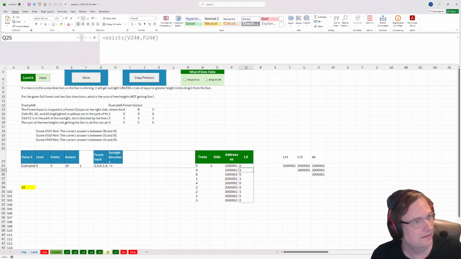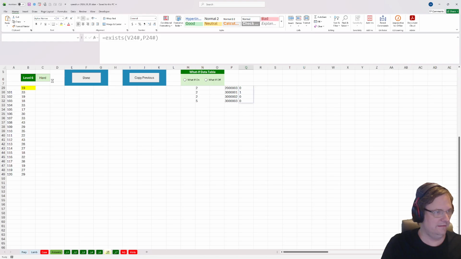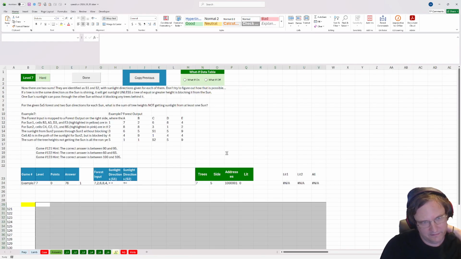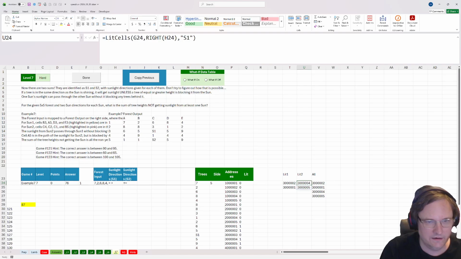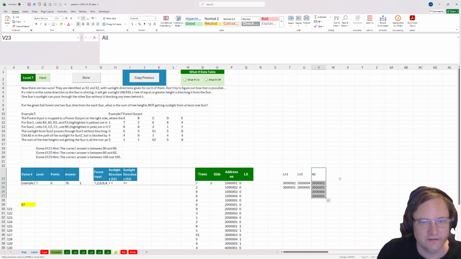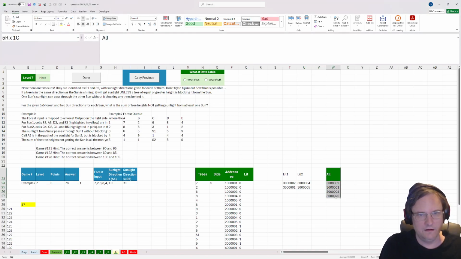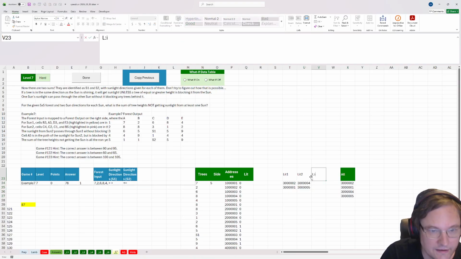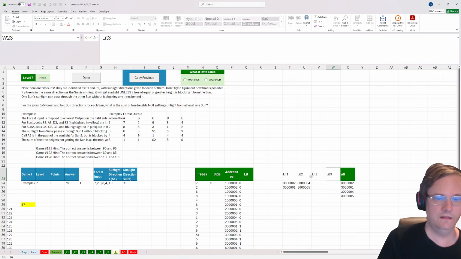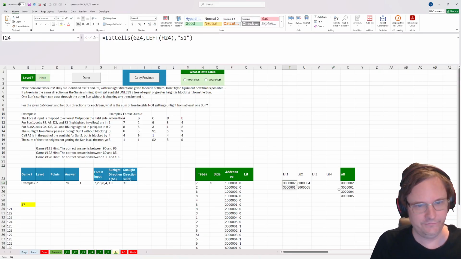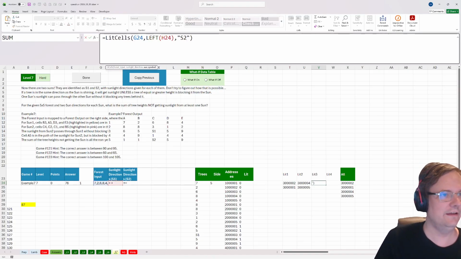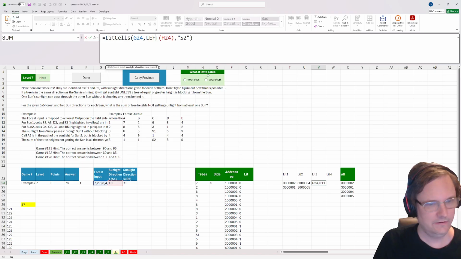Exists like that. And then that's going to give us the same unlit ones here. Here it's S1 for the first two directions, right? And then it is the same thing, but S2 for the second sun, right? So now the sun is called S2.